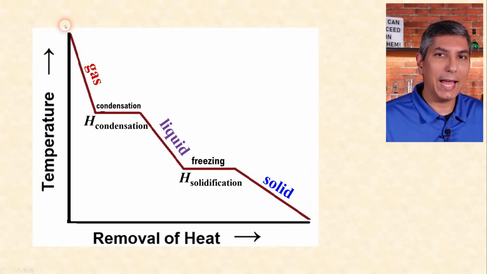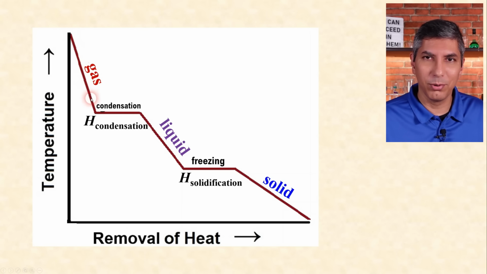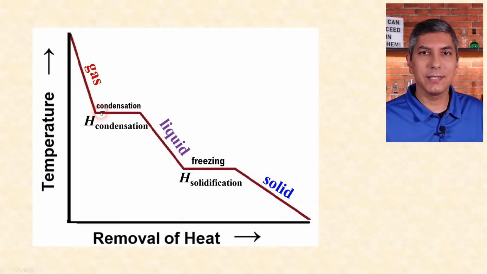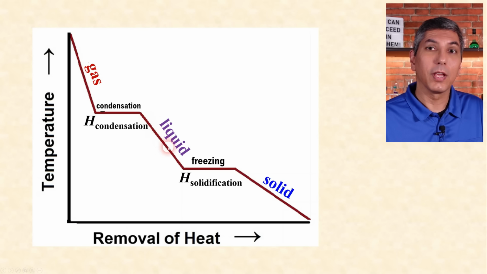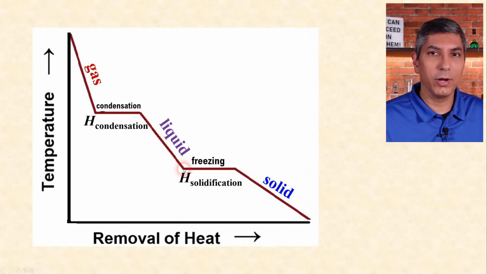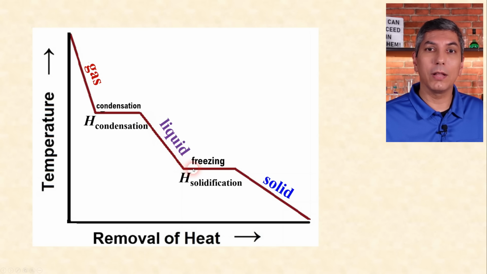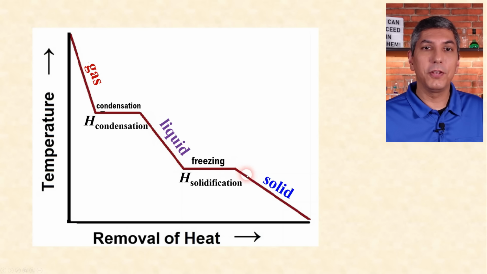We can cool a gas until it gets to the condensation point, and while the gas is condensing, the temperature stays constant. Once it's become all liquid, heat is removed and the temperature starts dropping again. When that liquid reaches its freezing point, the temperature stays constant while it's freezing. And then, as you remove heat from a solid, the temperature continues to drop. The two graphs are essentially the same.